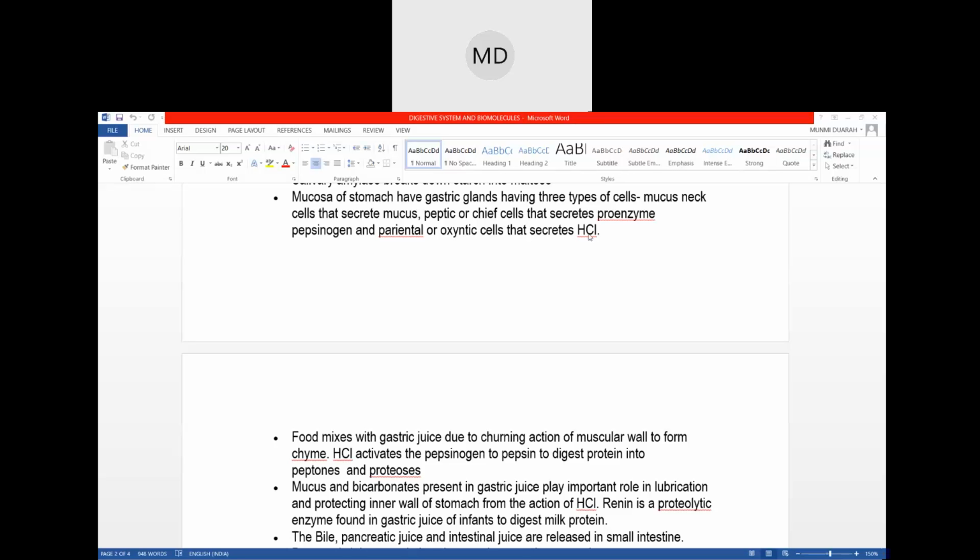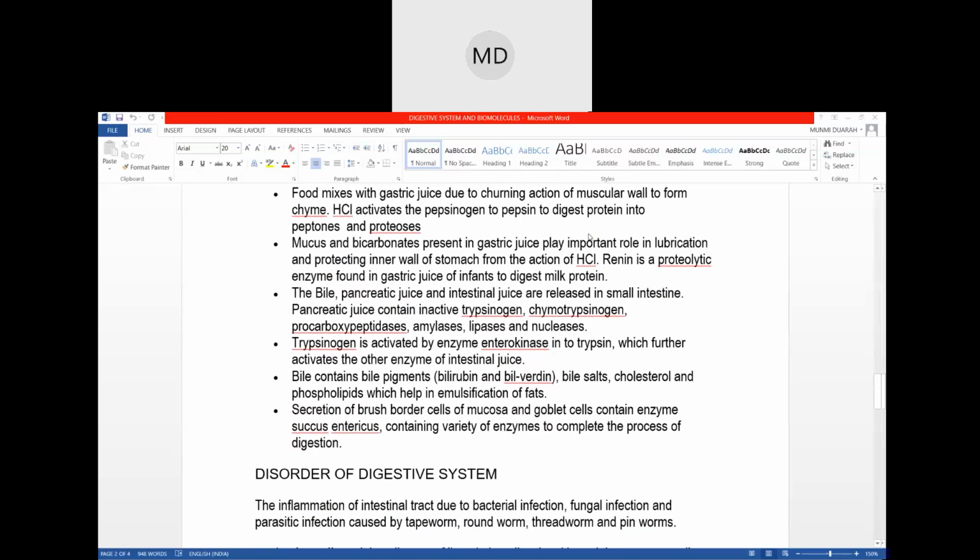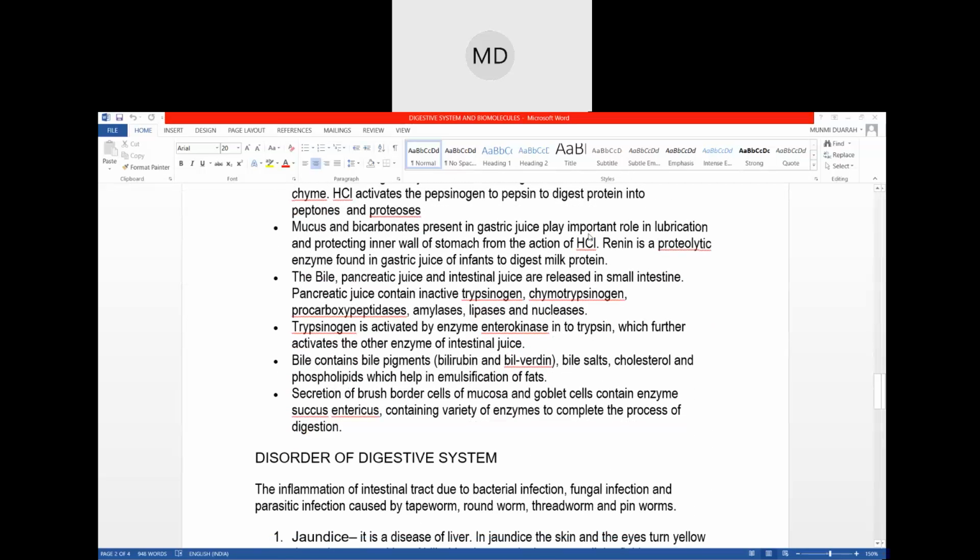So in the stomach, proteins get digested. The protein part of the food gets digested in the stomach. There is gastric juice and there is pepsinogen. The hydrochloric acid from the gastric juice reacts with the pepsinogen and converts it into pepsin. And then pepsin helps in digestion of protein.